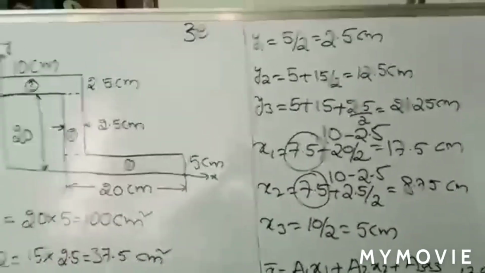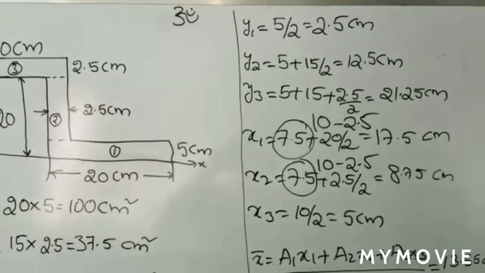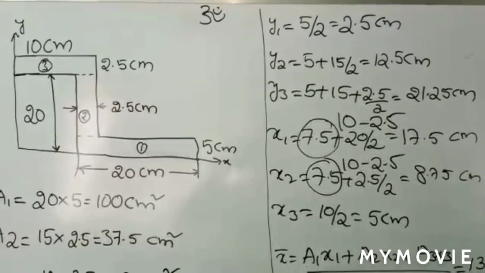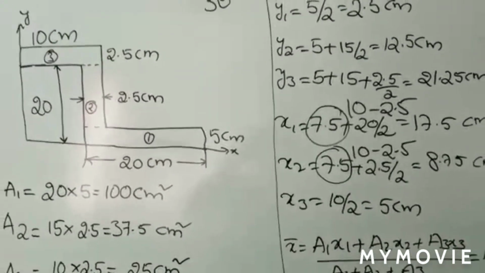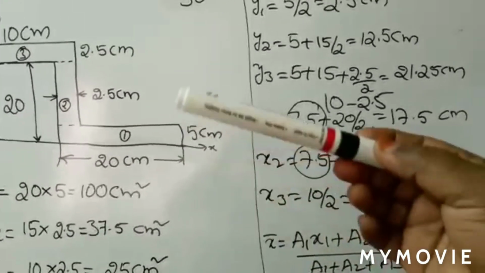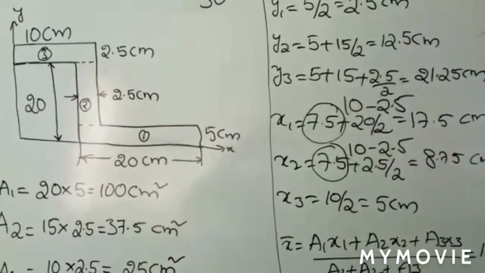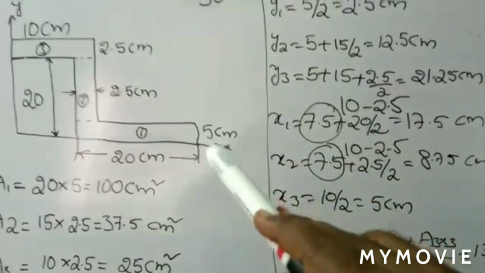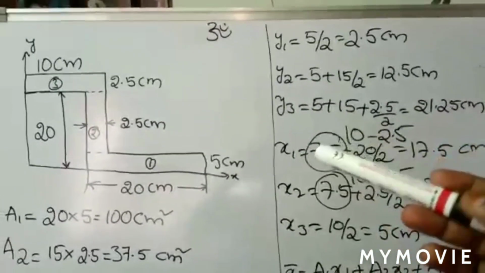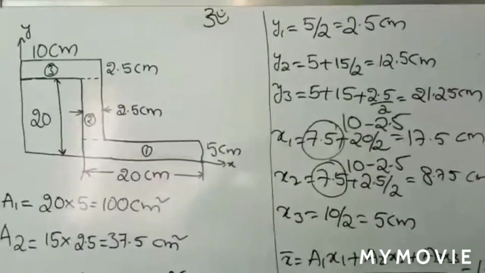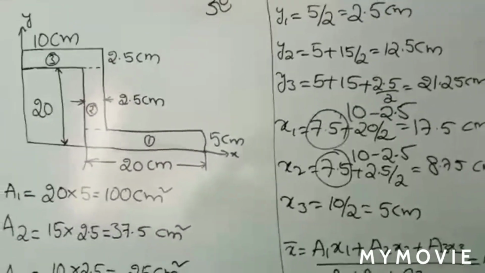Right, now we have to move to y1, y2, y3. What is y1, what is y2, what is y3? Simple as usual. You please move from the top end or bottom end, whatever it is, as per your convenience. I always prefer from the bottom end. So from the bottom end, block 1: along the y direction you are having 5 centimeters. The centroid is at 5 by 2 because it is a rectangular block. 5 by 2 means 2.5 centimeters as usual, no problem.